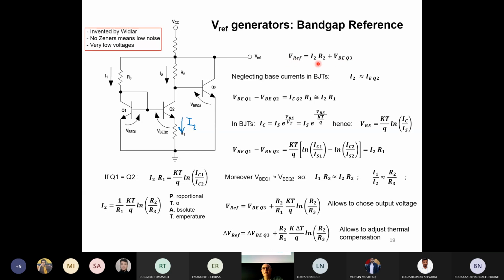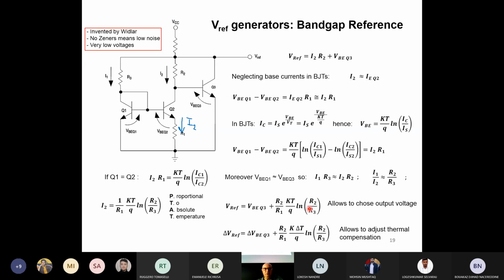So I can use this term in this formula here, and what I get is Vref is equal to VBQ3 plus, I still have a term R2, so it becomes R2 over R1, KT over Q, natural logarithm of R2 over R3. That's our result. So we were able to calculate the voltage reference.